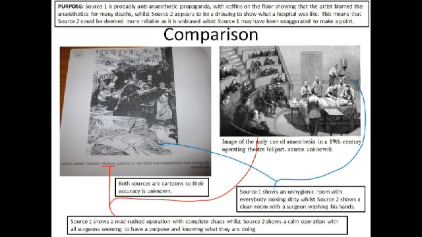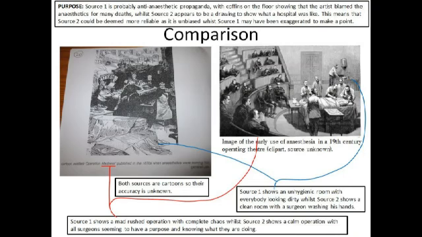But the one on the left is called Operation Madness, and the one on the right is just an operation, and they're both about the use of anaesthetic in the 19th century. Both sources are cartoons, so their accuracy is unknown. That's a comparison you can make. Then you could say there's a difference, which is that source 1 shows an unhygienic room. Everybody looks dirty. Whereas source 2 shows a clean room, there's a surgeon in the back washing his hands, stuff like that, always getting all the little details.